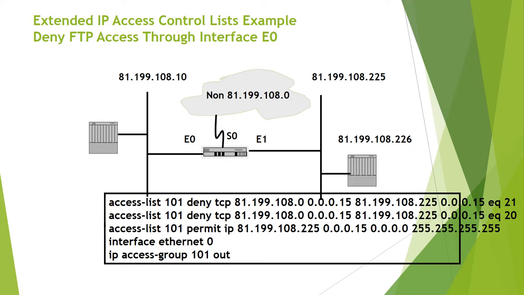eq 21, eq encapsulation. Access list 101, deny TCP 81.199.108.0 0.0.0.15 81.199.108.255. So you can see the IP address from 0 to 255 and subnet mask from 0.0.0.15 to 0.0.0.15, eq 20. Access list 101 permit IP address, you can see 255 and subnet mask 15, then again 0 and subnet mask 255.255.255.255, interface Ethernet 0, ip access-group 101 out.